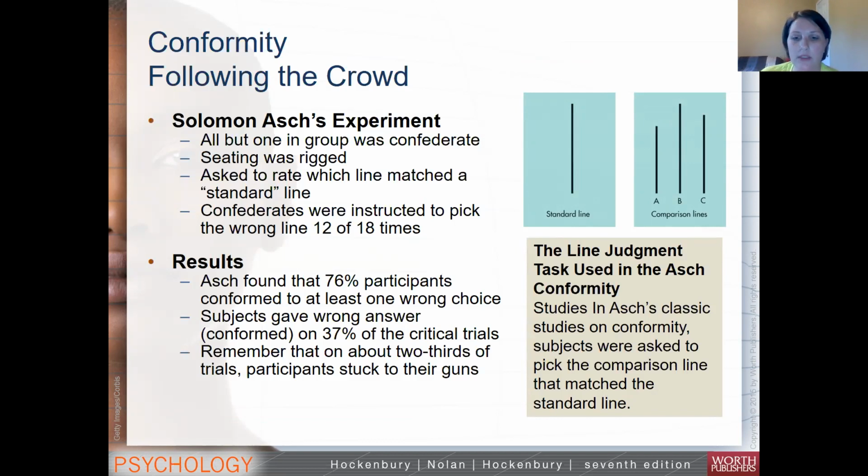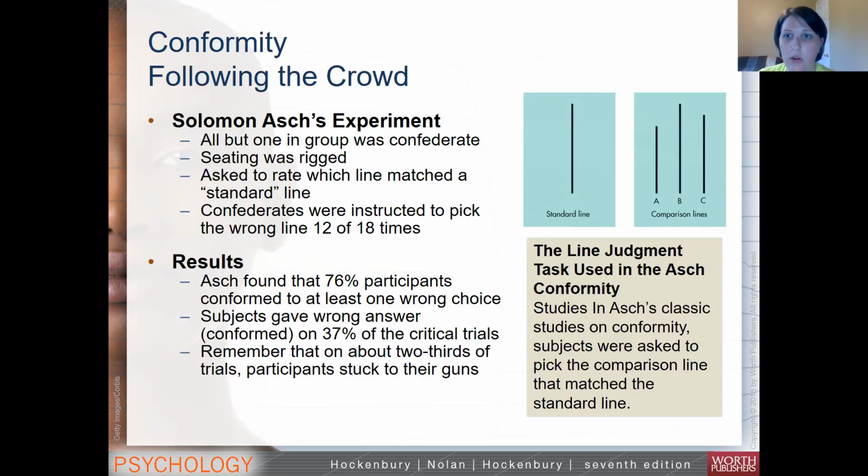people, and they would all be sitting around a table, and then they would see these lines pop up. And they were told, okay, which is the correct match, A, B, or C, for the standard line. And the Confederates were told that 12 out of the 18 times to pick a wrong line. So they would pick either A or C. And the person who the actual experiment was on was usually rigged in terms of where they were sitting. They usually were last.